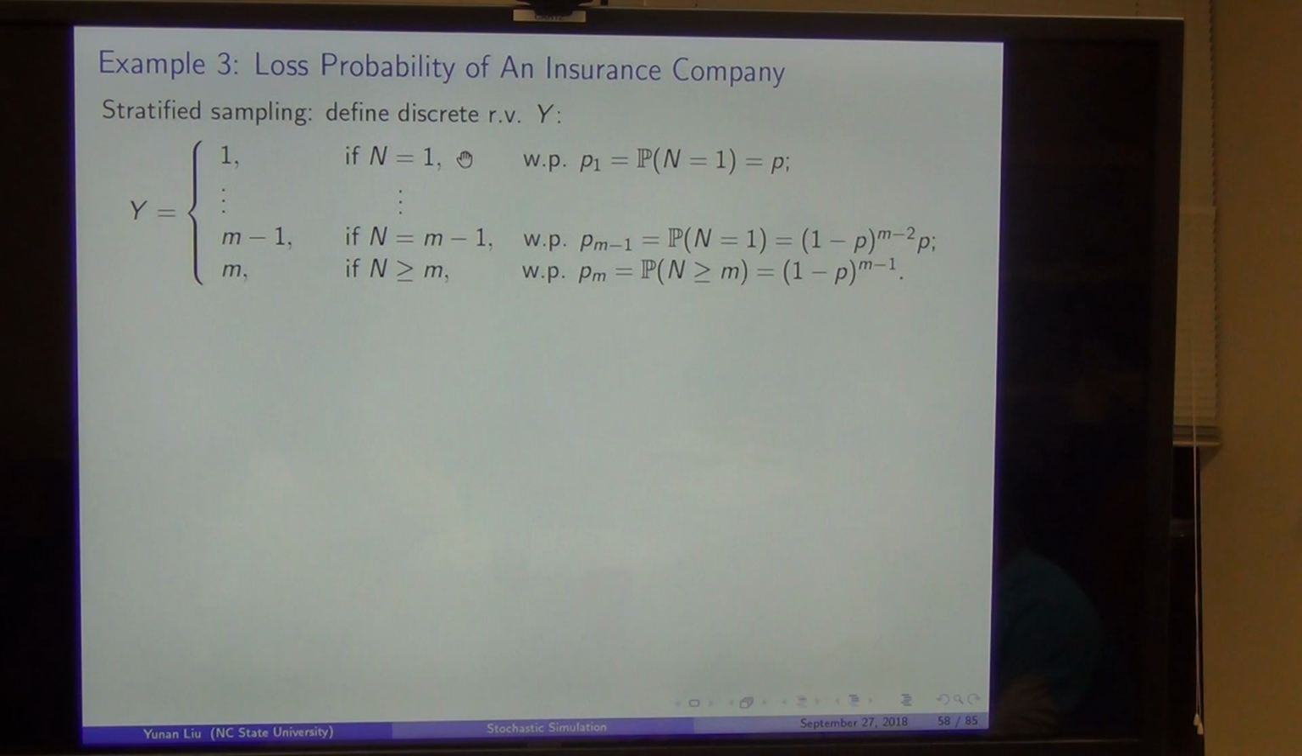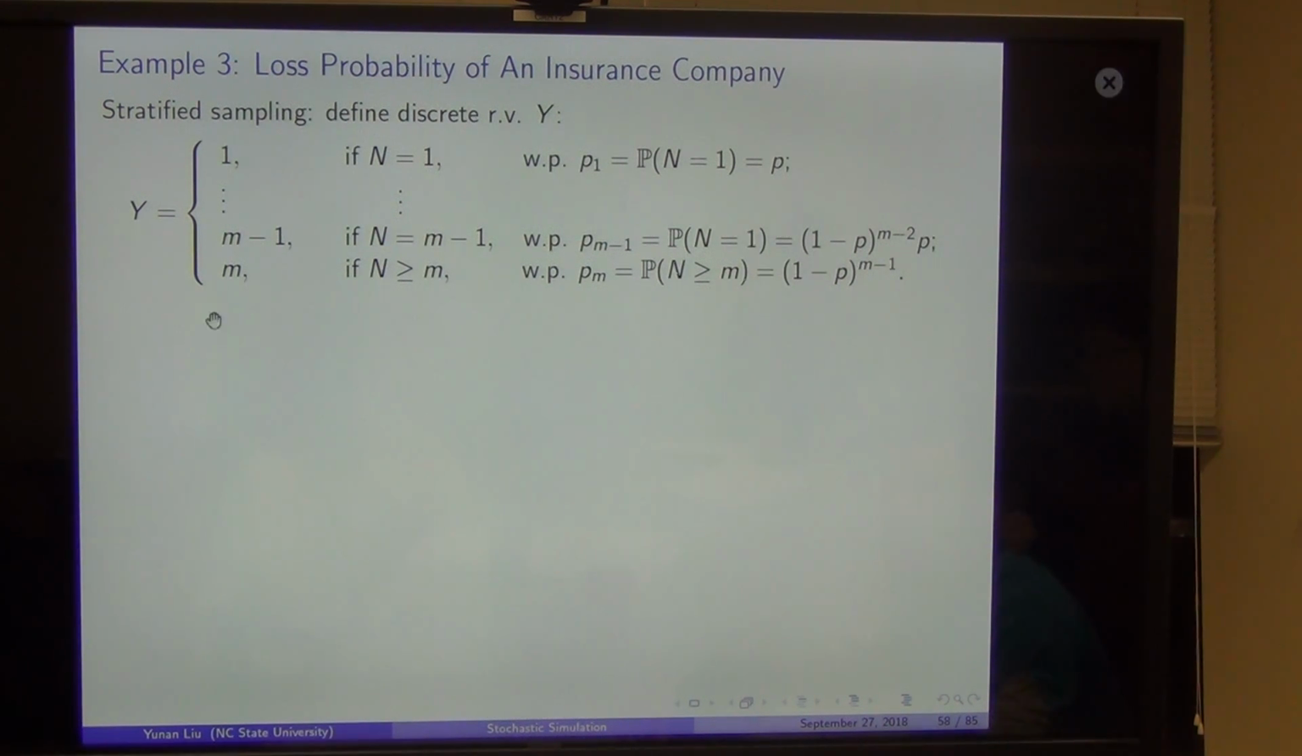Y equals 1 if n equals 1, with the corresponding probability P1 equals P, right? Because n is a geometric random variable, P1 is just P. Success is done after one coin tossing. Y equals 2 if n equals 2 with probability P2, and Y equals m minus 1 if n equals m minus 1 with probability P sub m minus 1, which is equal to, I think this is a typo here. It should be the probability n equals m minus 1, not 1. This is n minus 1. And the corresponding probability would be n minus 2 failures times 1 success.